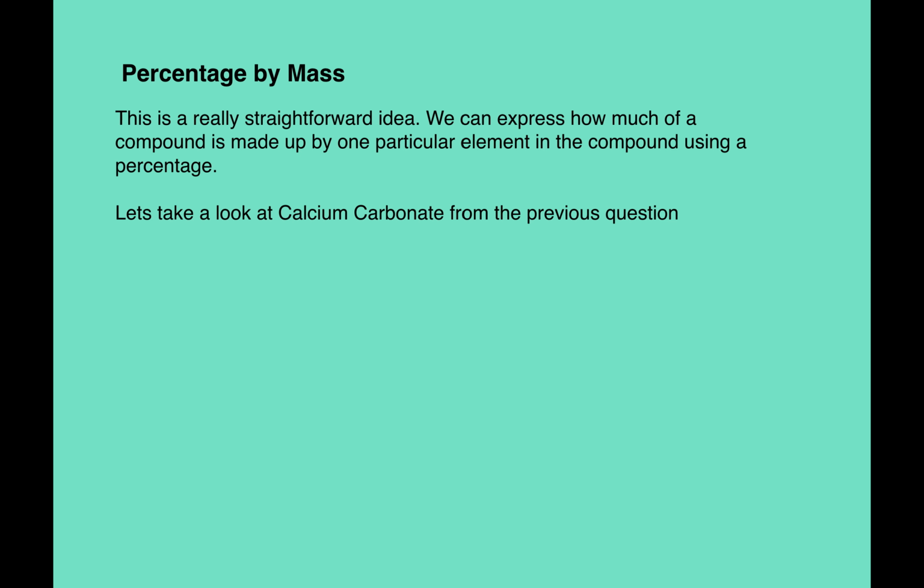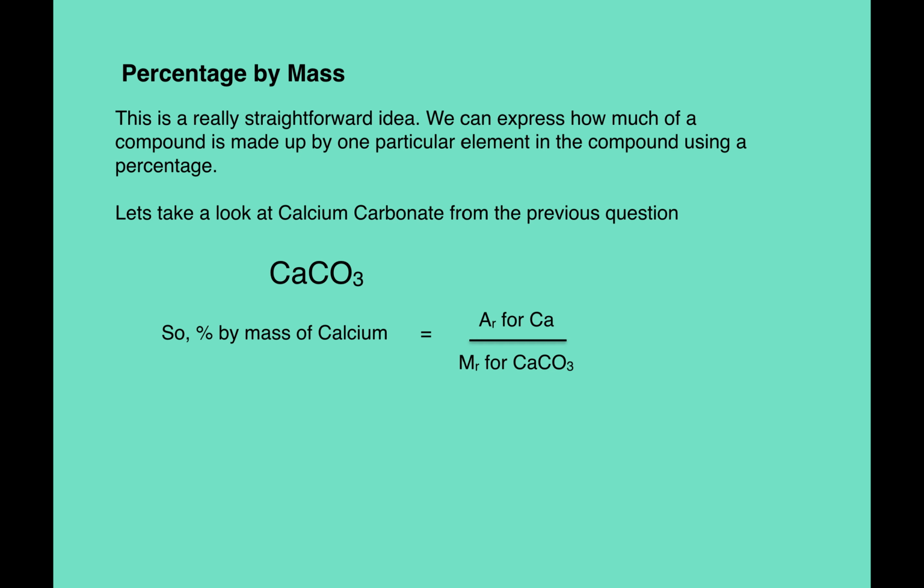So, let's have a look at calcium carbonate from the previous question. Now, we know that calcium carbonate is made up of one atom of calcium, one of carbon, and three of oxygen. So, what would be the percentage by mass of calcium? Well, to work that out, we need to use the relative atomic mass of calcium and divide that by the relative formula mass of calcium carbonate, the molar mass of calcium carbonate, if you like.